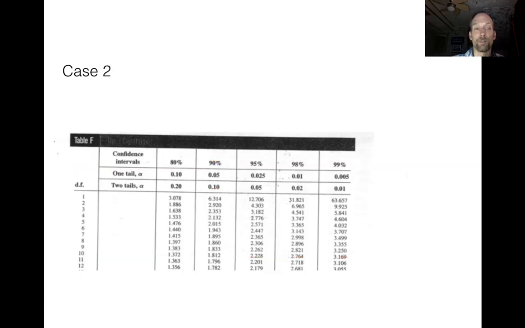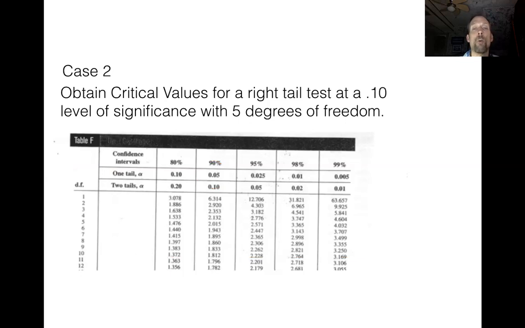Let's do another case. So case 2, we're looking at a right tail test, alpha equals 0.10 and 5 degrees of freedom. So we're going to start the same way. We're going to look at our degrees of freedom column. We're going to drop down, identify the row for 5 degrees of freedom. We're going to use up at the top our row again for one tail, and we're going to identify 0.10 because that's our alpha level. Our intercept is going to be at 1.476, and that's going to be our critical value. It'll go on the right side of the average on our curve.